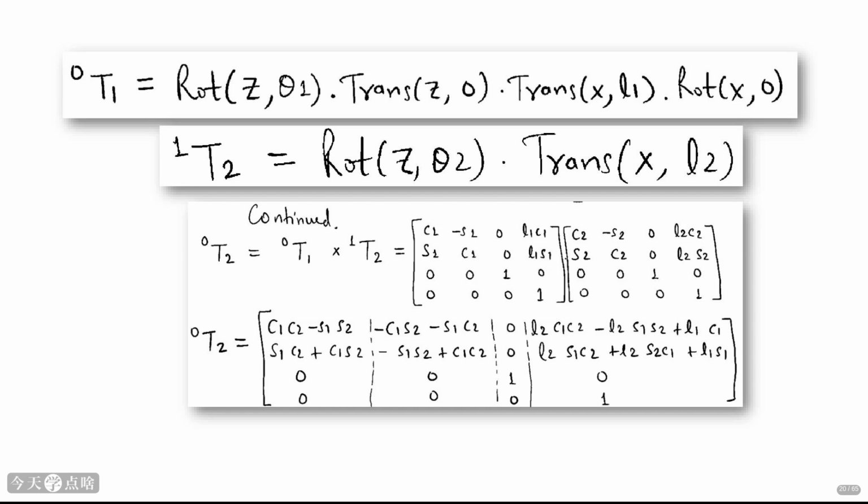Similarly, for the second joint, the transformation from frame 1 to frame 2 is 1T2. Again, since alpha 2 equals 0 and d2 equals 0, the formula simplifies. The composite transformation matrix 0T2 is then found by multiplying 0T1 and 1T2. The resulting matrix, shown in the expanded form, contains the cosine and sine terms of the joint angles θ1 and θ2, and the link lengths L1 and L2. This matrix is the forward kinematics solution for this specific 2DOF robot.